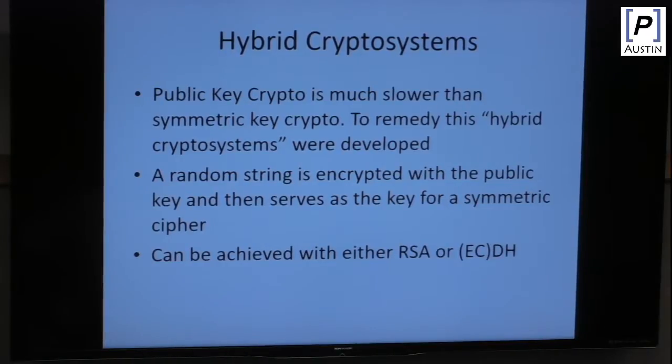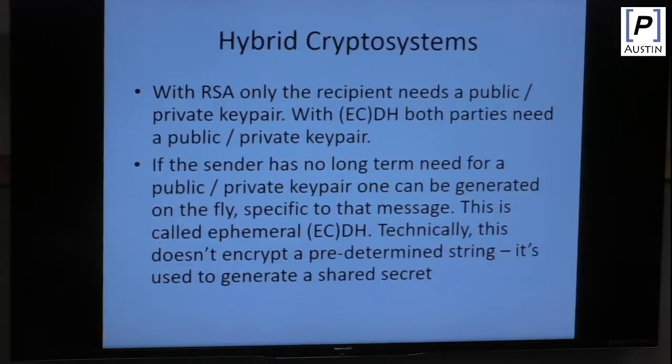Public key crypto is a lot slower than symmetric crypto. Obviously, that's because of the math operations that public key crypto employs. To remedy this, hybrid crypto systems were developed. In hybrid crypto systems, we encrypt a string with the public key, and that string is the key for the symmetric cipher. This can be done with RSA or Diffie-Hellman key exchange, or elliptic curve Diffie-Hellman key exchange. With RSA, only the recipient needs the public-private key pair, whereas with ECDH, elliptic curve Diffie-Hellman key exchange, both sides are using a public-private key pair.